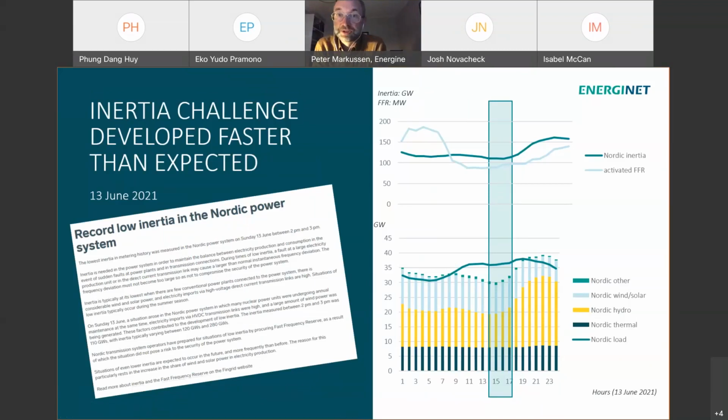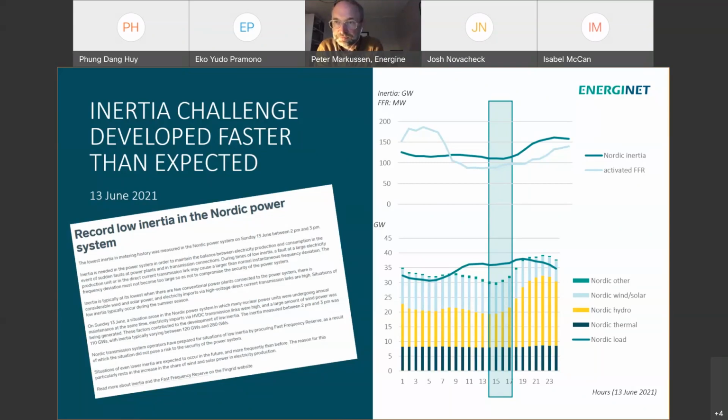But then it actually turned out that this inertia challenge developed faster than we expected, and just here, the 13th of June, we had the record low inertia in the Nordic power system. Not that we can say we had a critical situation, but it was very low inertia, and we were a bit surprised by that. But you can see the reason why we knew this was because we have implemented real-time monitoring of inertia.